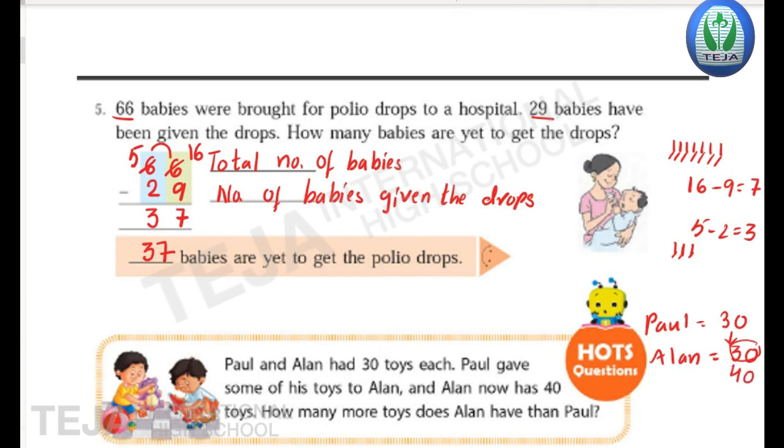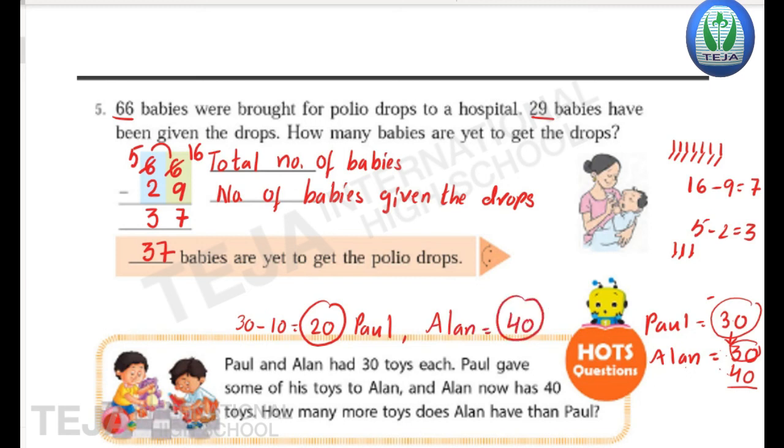So how many more toys does Alan have than Paul? Now first both of them are having 30. Next when Paul gave the toys to Alan, now he is having 40 toys. That means Paul gave 10 toys to Alan. So now Alan has 40 toys, whereas Paul, as he has given 10 toys, if we subtract 30 minus 10, how many toys does Paul have? 20 toys. Paul has 20 toys whereas Alan has 40 toys. So what we have to do? 40 minus 20. That is 20 toys more Alan has than Paul.